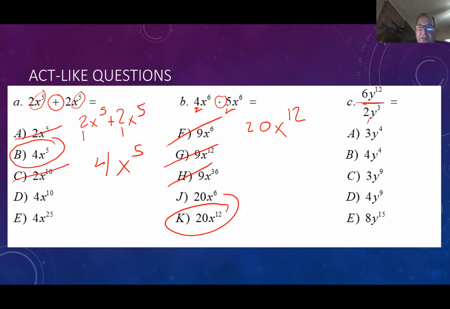Okay, next one. 6 over 2. That divides out to be a 3. So I should automatically get rid of those choices, right? Eliminate answers that are not correct. And then whenever we're dividing, we subtract the power. So 12 minus 3 is 9. We have letter C. Not too bad.